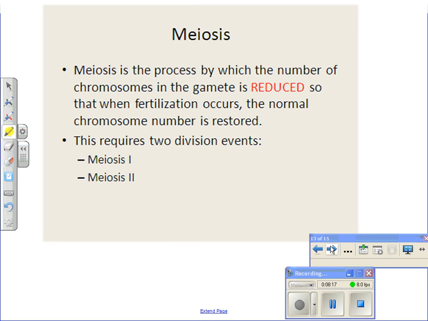So meiosis is a process by which the number of chromosomes in the gamete is reduced. Basically, when fertilization occurs, the normal chromosome number is restored to the original. This is very necessary. To be reduced, you have to go through 2 stages: meiosis 1 and meiosis 2.